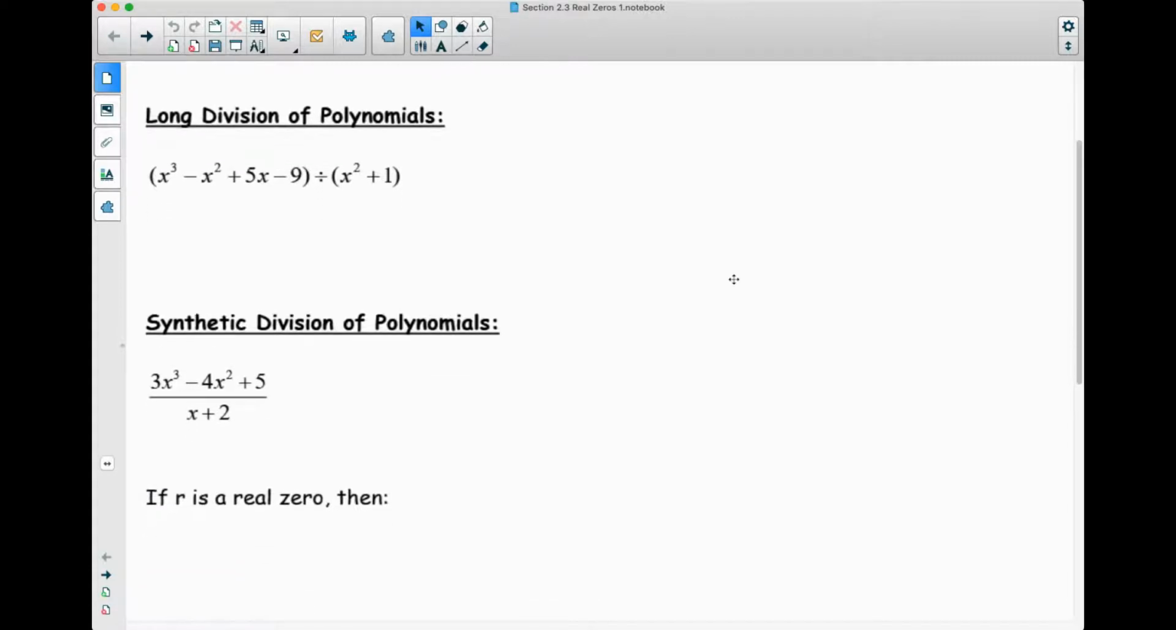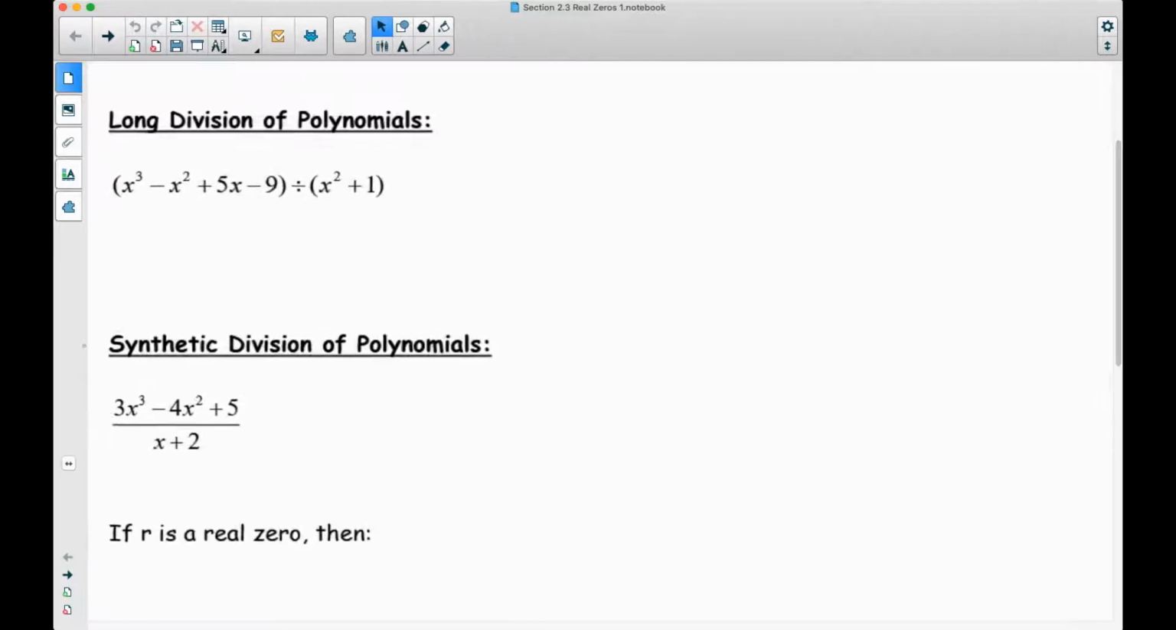Long division. All right. I don't know how much y'all remember of that, A from elementary school, B from algebra 2. We're going to do that as well.